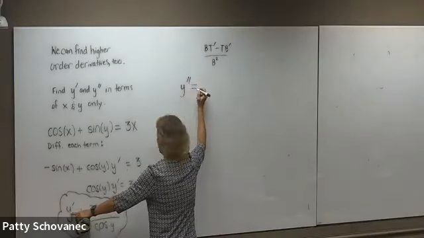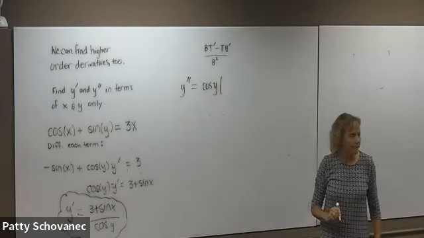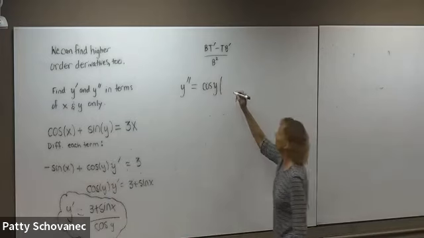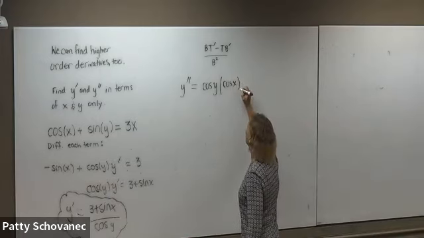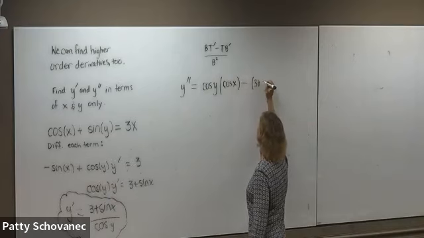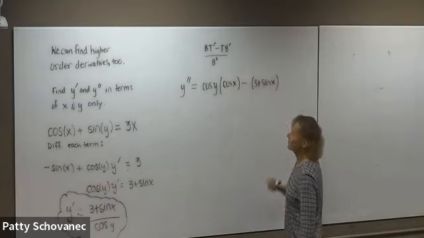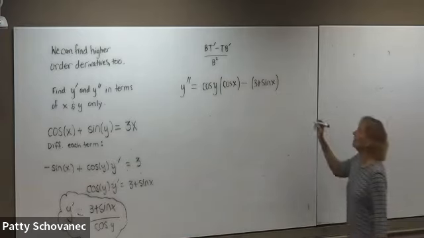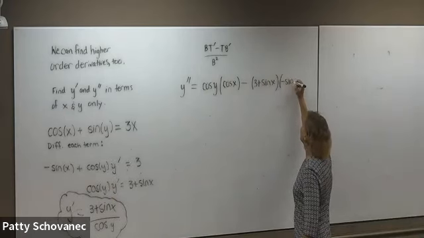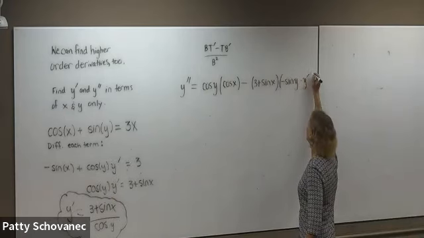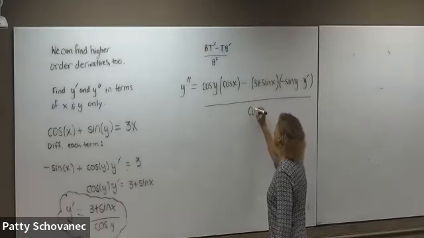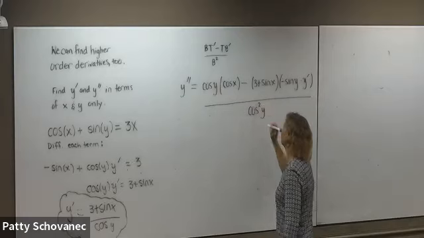Here comes the quotient rule. My bottom is the cosine of y. Now the derivative of the top. What's the derivative of 3 plus the sine of x? The cosine of x. Minus the top, 3 plus the sine of x, times the derivative of the bottom. Your turn. What's the derivative of the cosine of y? Negative sine of y times y prime. All over the bottom squared. I'll just write it like that.